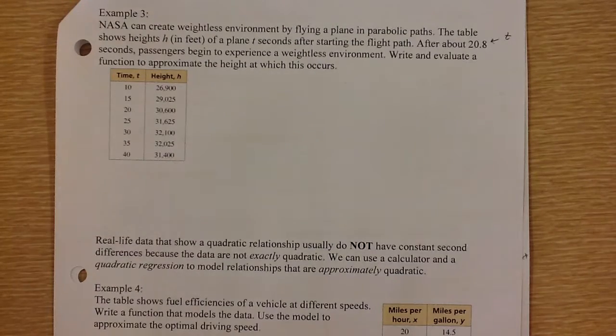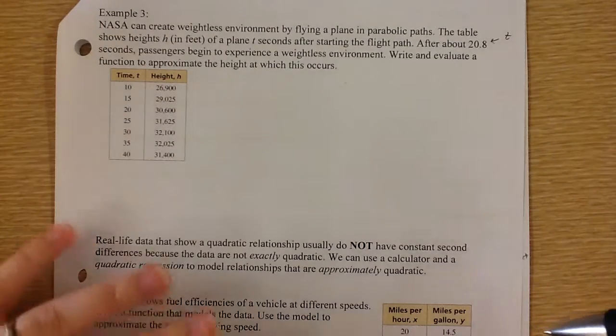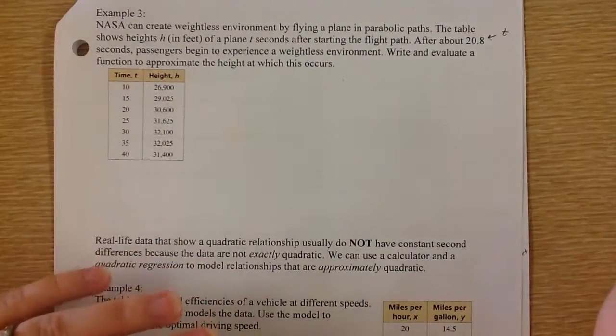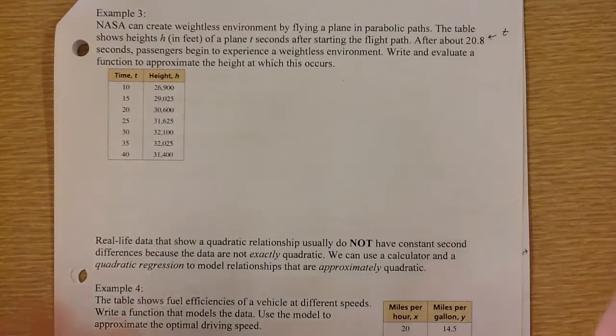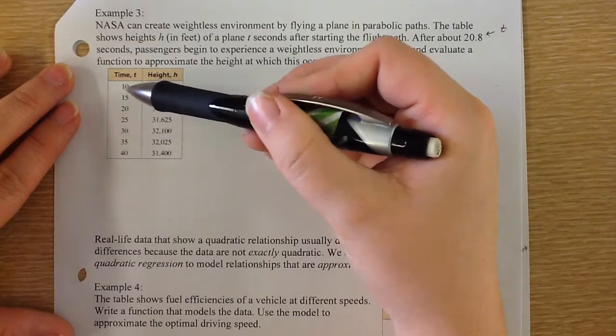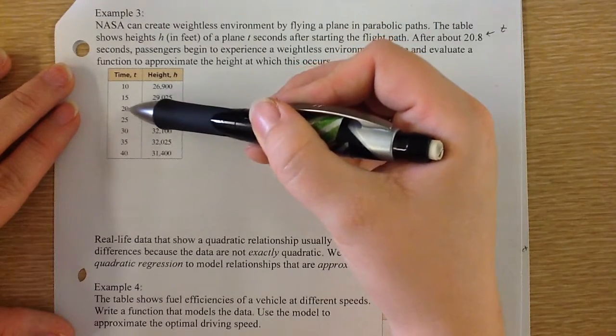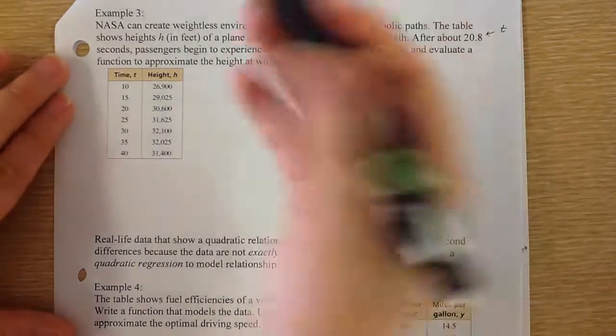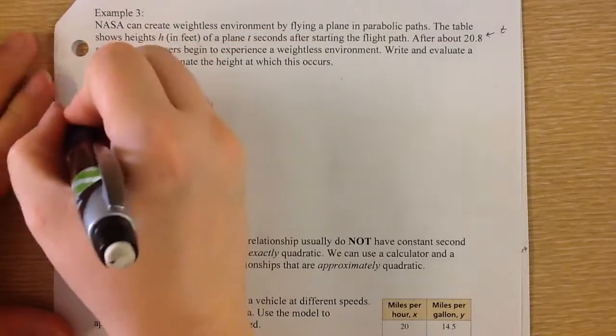So first things first, it says to write and evaluate a function. So I'm going to look to see, is this going to be a linear function or a quadratic function? Which one? So first let's look, are my inputs, my t, equally spaced? 10 to 15 is 5, 5, 5. I'm going up by 5 each time. Yep, so these are equally spaced.